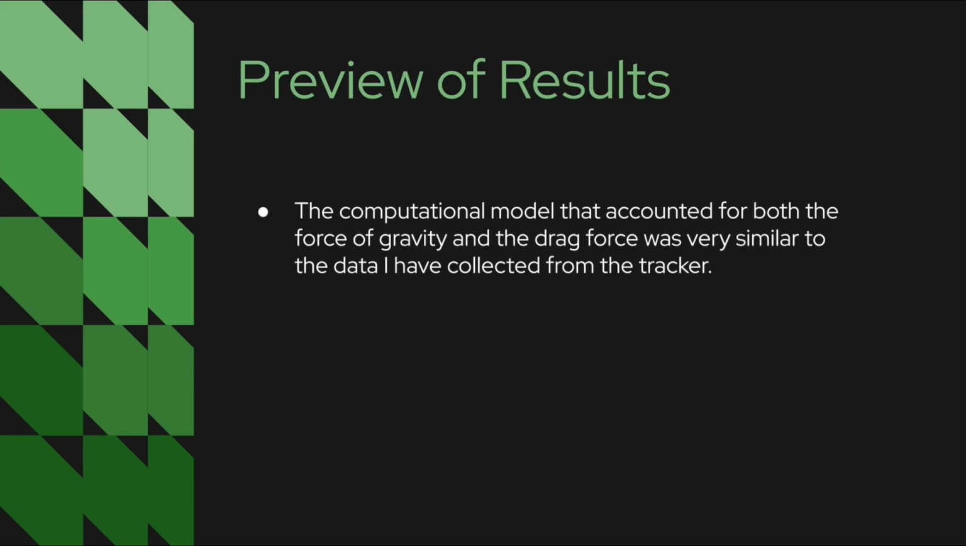Here's a quick preview of my result. The computational model that included both gravity and drag produced a trajectory that was very similar to the Tracker data. In contrast, the gravity-only model predicted a longer flight range and a slightly higher arc. This suggests that even for something as light as a paper ball, air resistance significantly affects the motion.